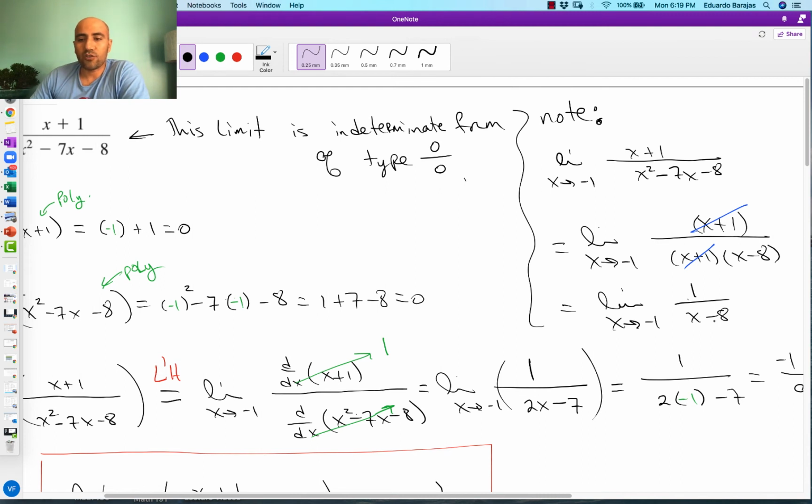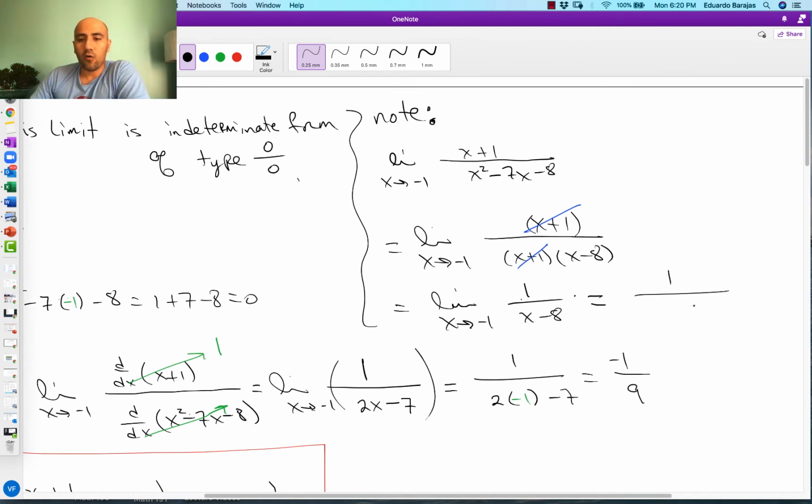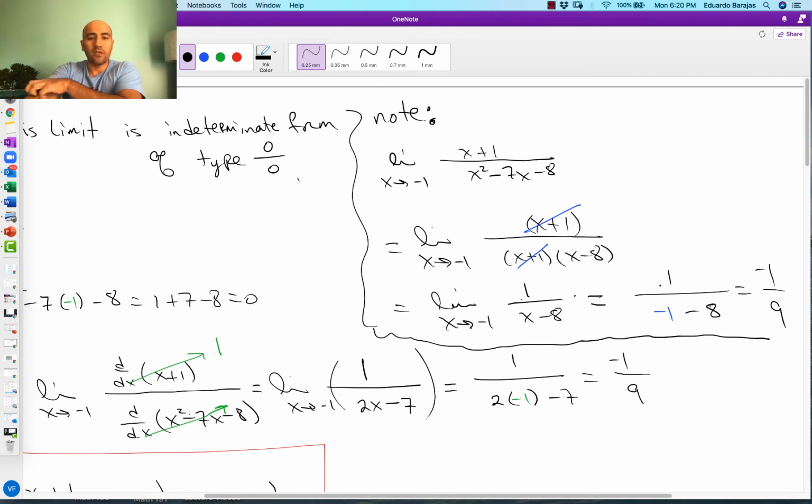Again, a rational function. We know we can just evaluate this to get our limit. And so this becomes 1 over, and then we plug in -1 minus 8. Minus 8 gives me -1 over 9. So we would have gotten the same answer, right? That's the point. We can have the same answer in multiple ways. The point here is that we were able to use L'Hopital's rule to get the same answer we would have gotten by the techniques we developed back in chapter 2.